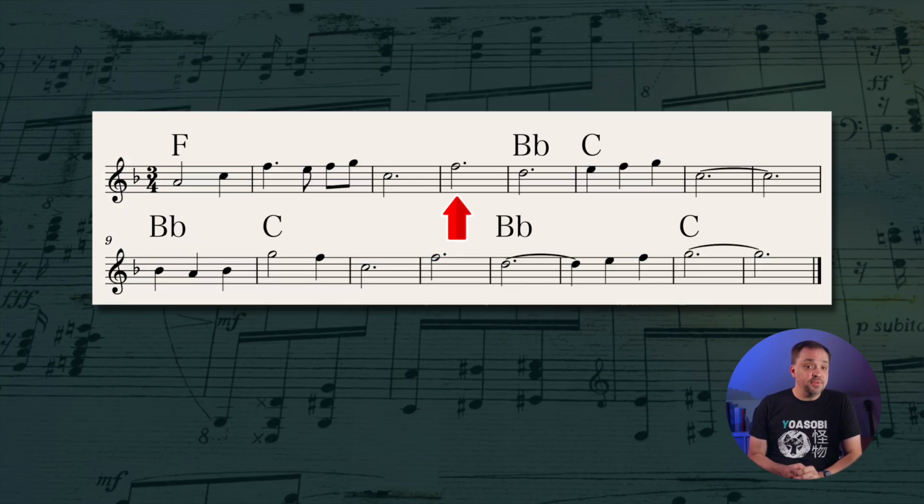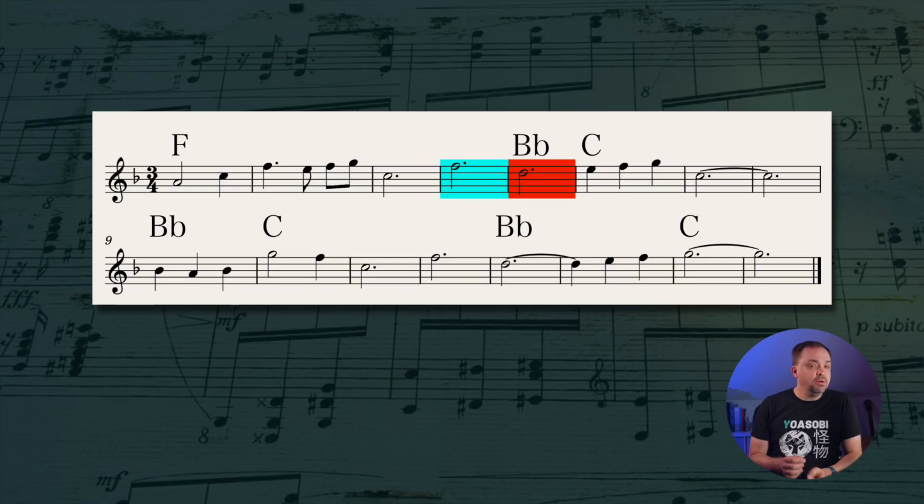So look at this F in bar 4. We have the choice of either F major or B flat major to harmonize that F. But we already have B flat in the next bar, and it's a strong beat. As a general rule of thumb, not always, going from a chord on a weak beat to the same chord on a strong beat is kind of an unsatisfying move.